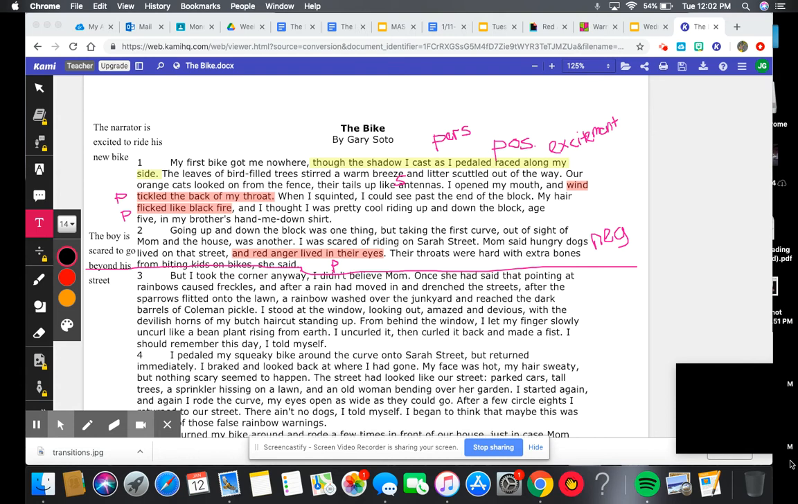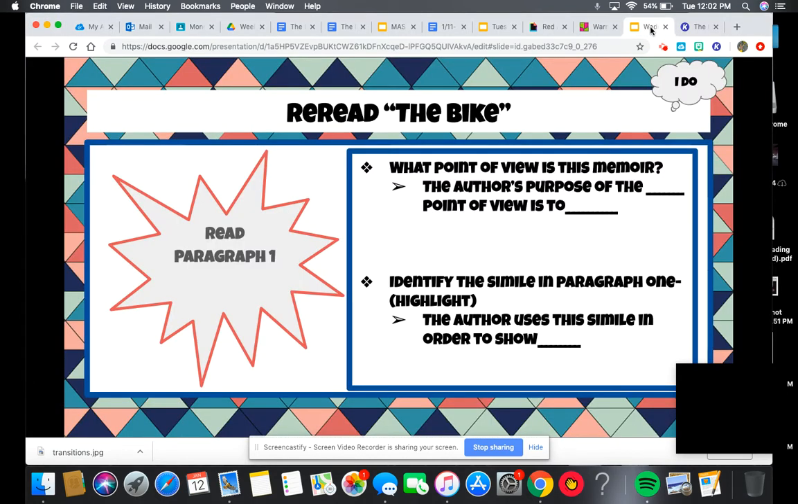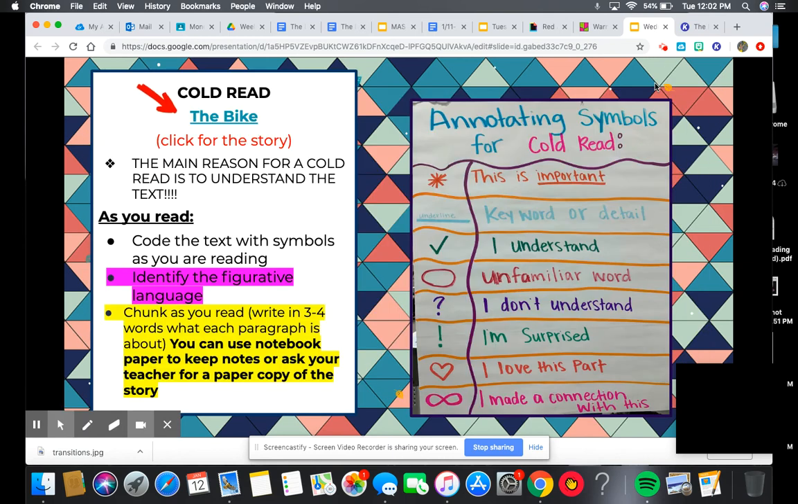I'm here to give you a short mini lesson on how to annotate The Bike, which you should have already cold read. When you cold read, you should have gone through and read the whole thing and identified any figurative language, so similes, metaphors, personification, hyperbole, anything that you noticed, along with any of these annotating symbols right here.